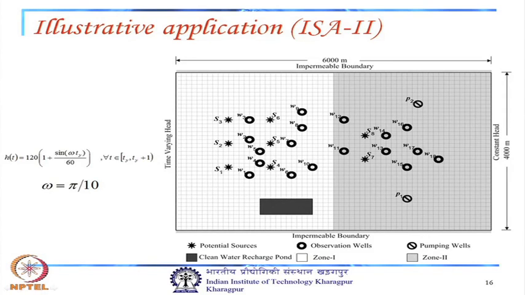And in this case we have 1, 2, 3, 4, 5, 6, 7, 8 sources or potential sources, and this many pumping or observation wells, and these two are basically pumping wells. We have a two zone case here and we have a clean recharge pond, we have zone 1, then zone 2, and this HT is a time varying head which is defined like this, and this is a constant head, and these two boundaries are impermeable boundaries.